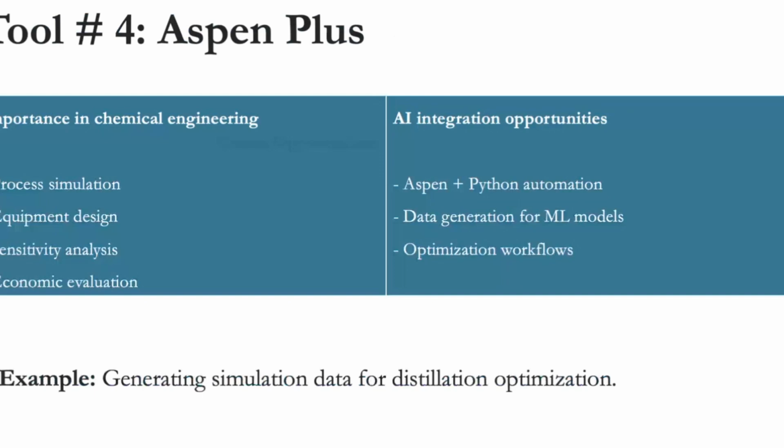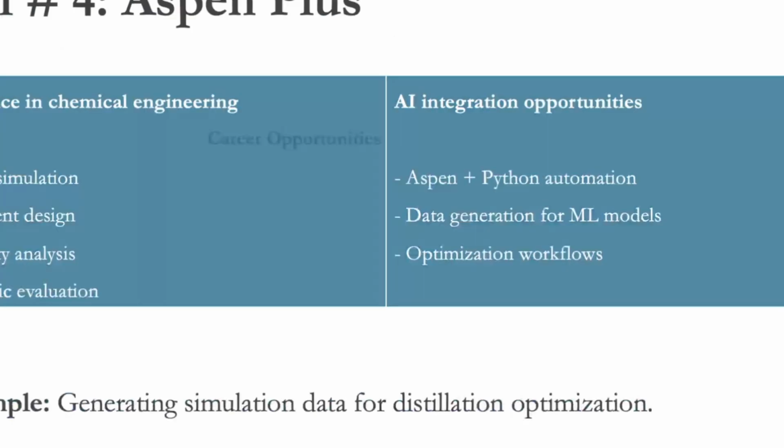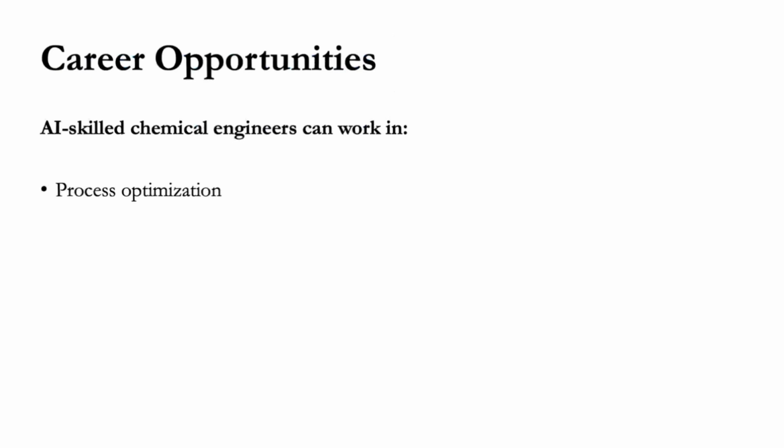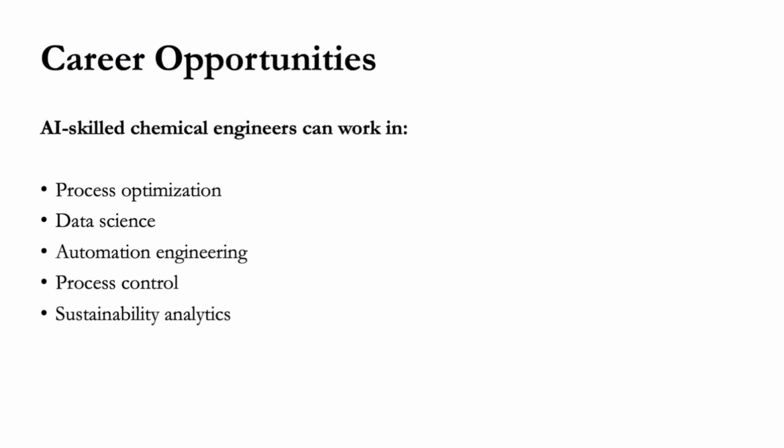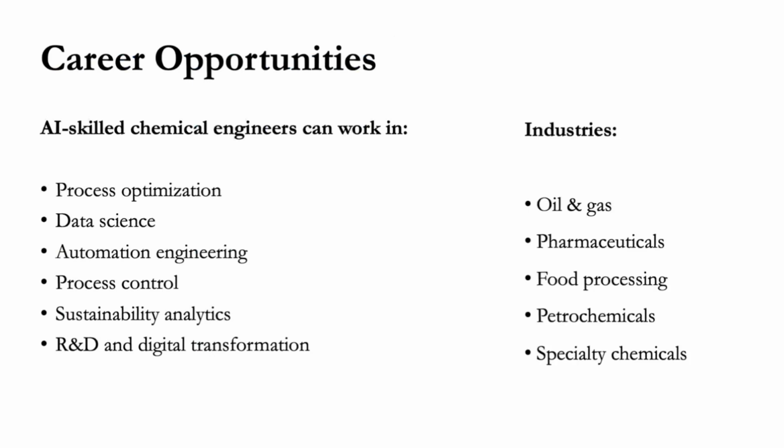Now, if we talk about career opportunities, AI-skilled chemical engineers can access diverse careers, which include process optimization, data science, automation engineering, process control, sustainability analytics, R&D, and digital transformation. And industries that are actively adopting these skills include oil and gas, pharmaceuticals, food processing, petrochemicals, and specialty chemicals.